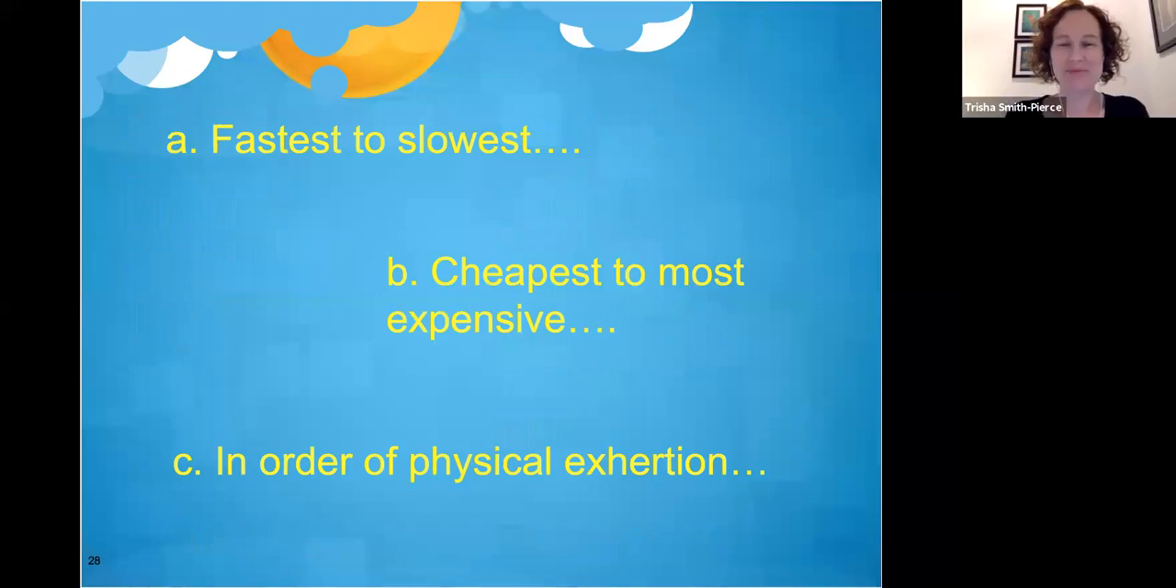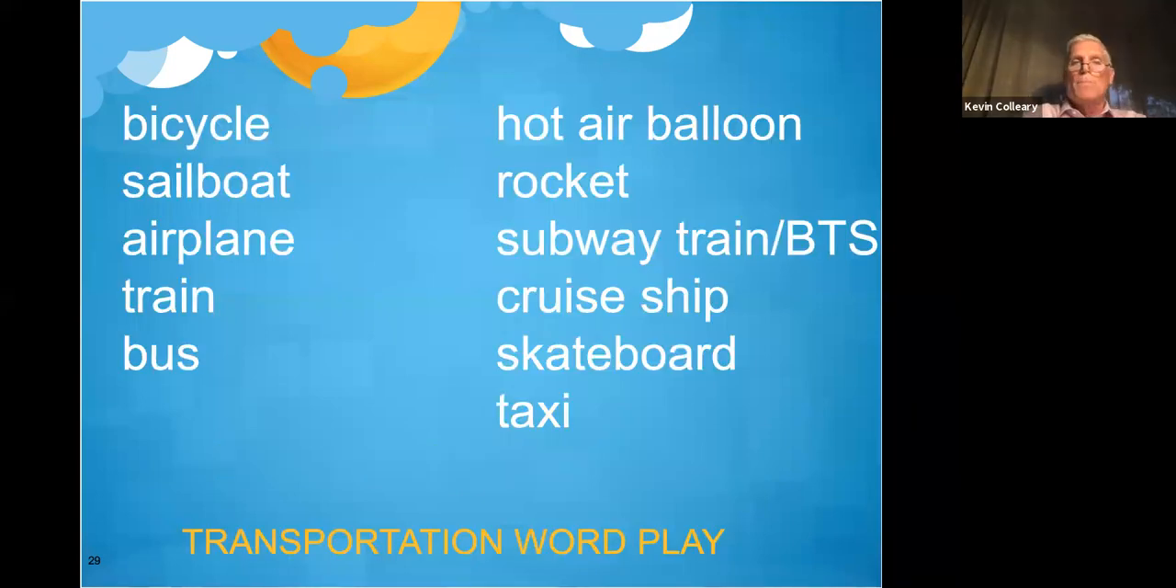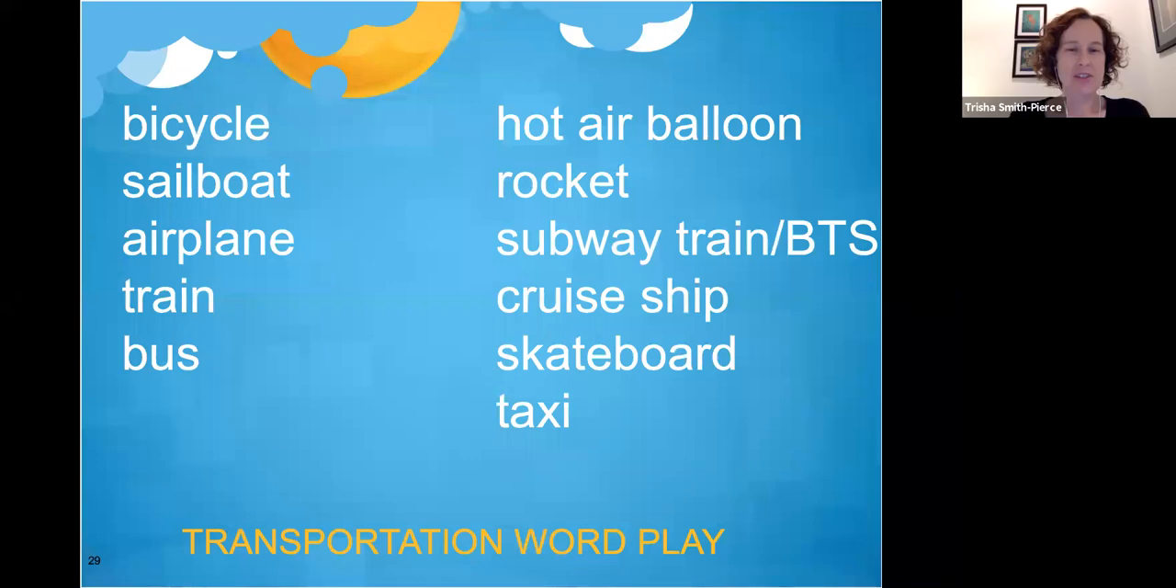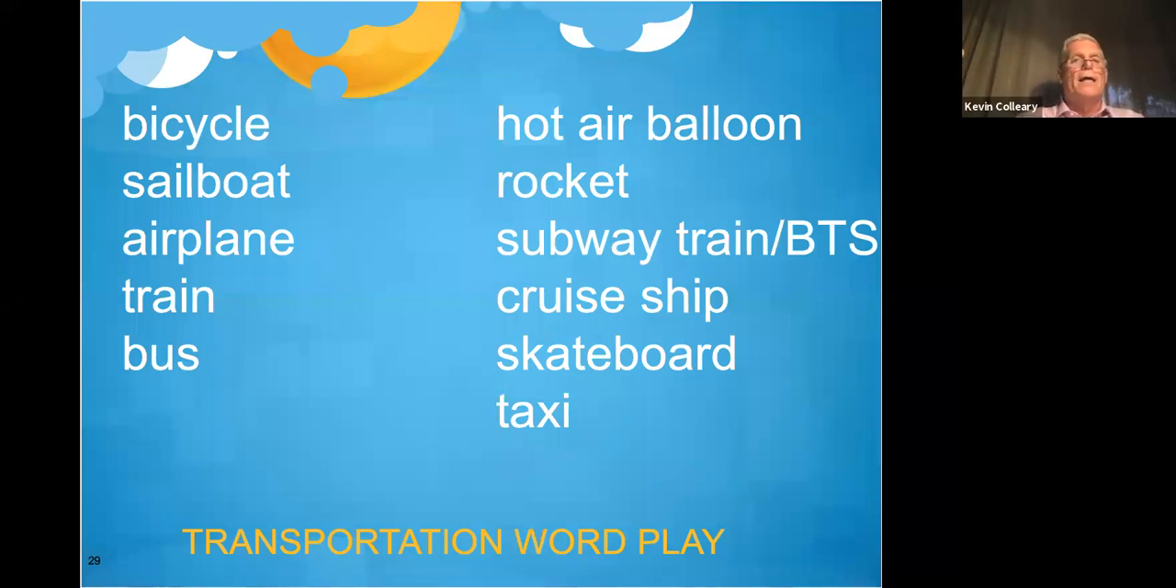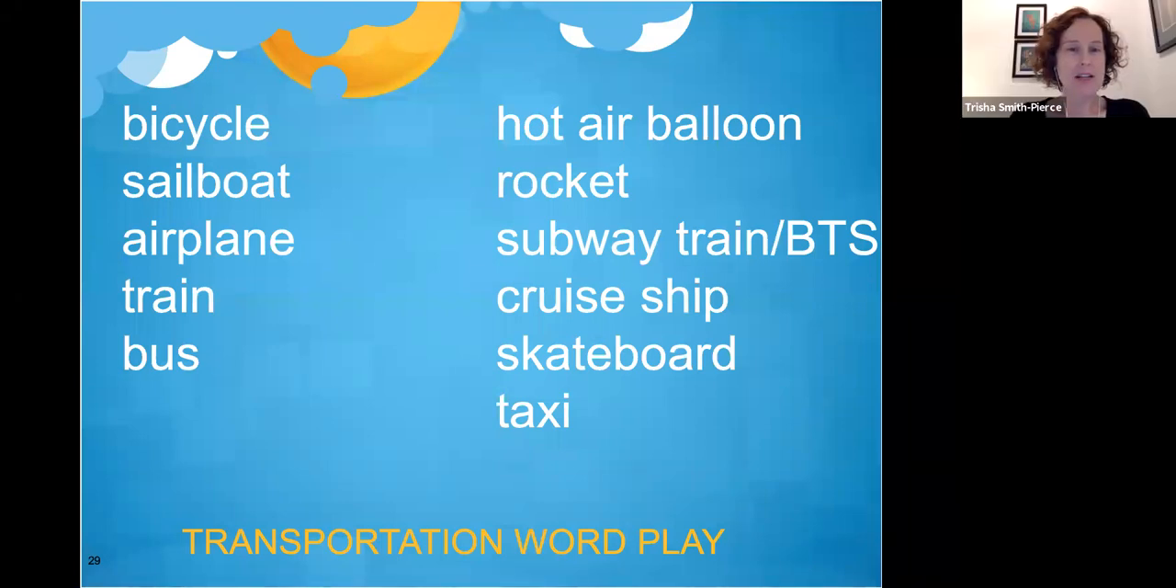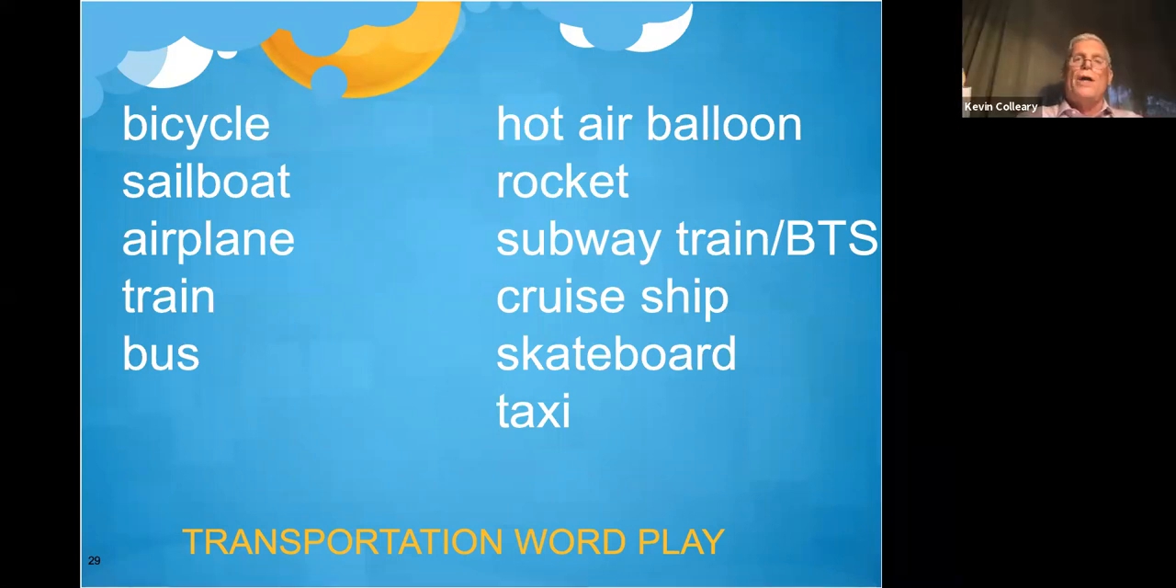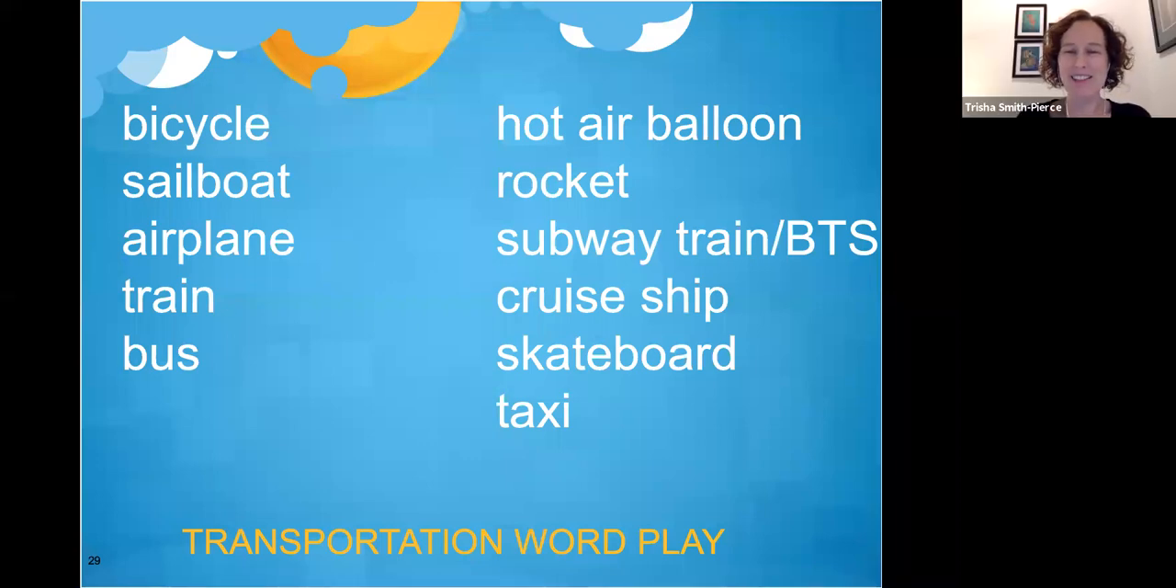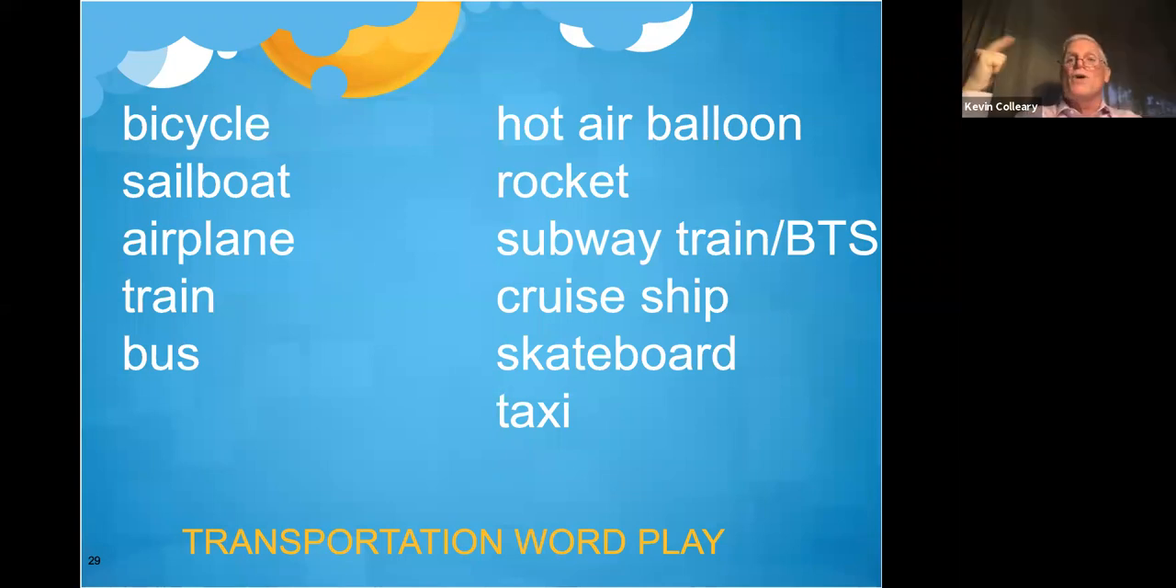Excellent. So fastest to slowest, right? Okay, so what do you think? Fastest to slowest. Fastest rocket is what I would say. Okay. Rocket. And then? Airplane. All right. And do you know, Trisha, that a rocket is faster than an airplane? I don't know. I'm just guessing because of where it goes. So it goes up in space versus the airplane that only goes to 35,000 feet, right?